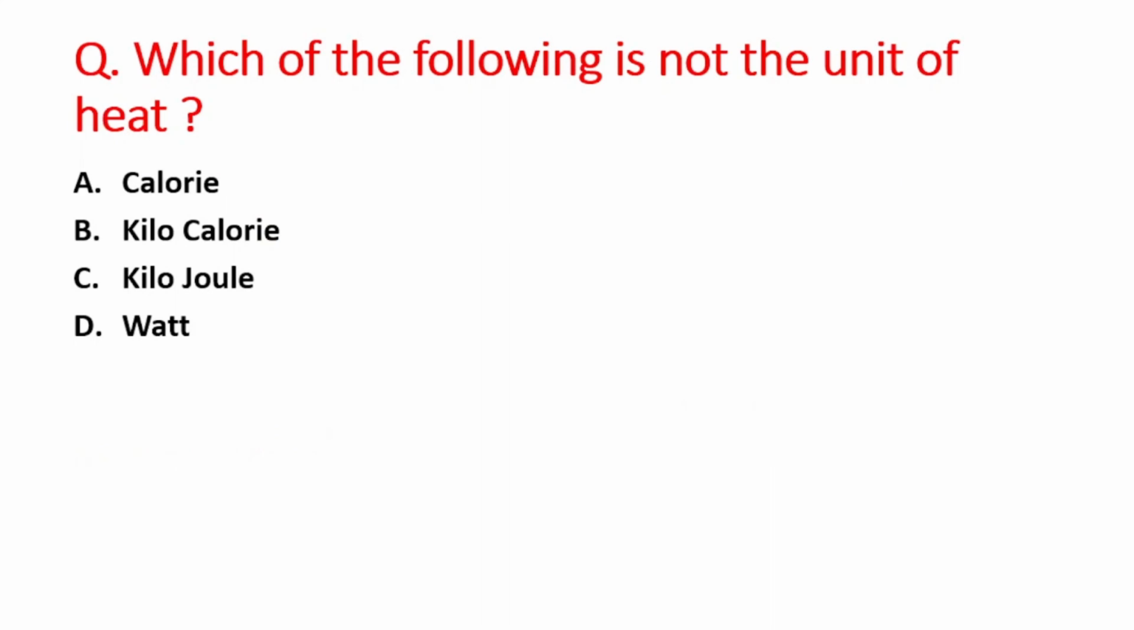Next question is: which of the following is not the unit of heat? A option is calorie, B is kilocalorie, C option is kilojoule and D option is watt. So the right answer is option D, that is watt, because watt is the unit of power. Okay, the remaining ones are the units of heat.